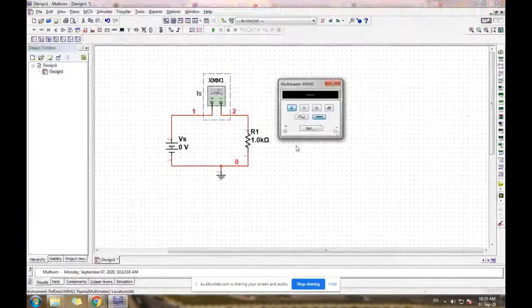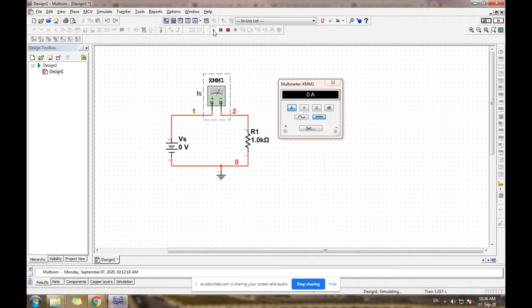Okay, so now we have placed all the components, we have given the connections, and we have changed the specifications also. This multimeter can measure current, voltage, resistance, and gain. So we have selected the parameter as current and DC. Now just run the simulation. If you click run, the simulation will run. You can see that when the voltage is 0, the current is also 0.